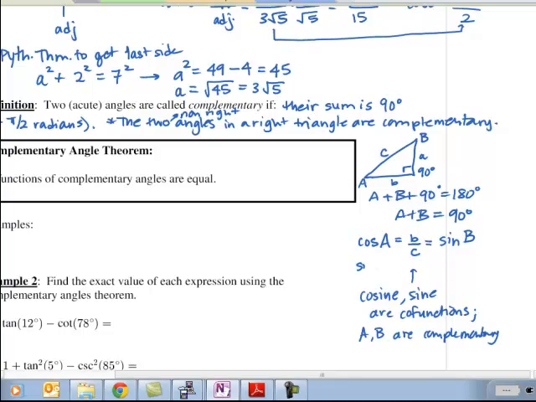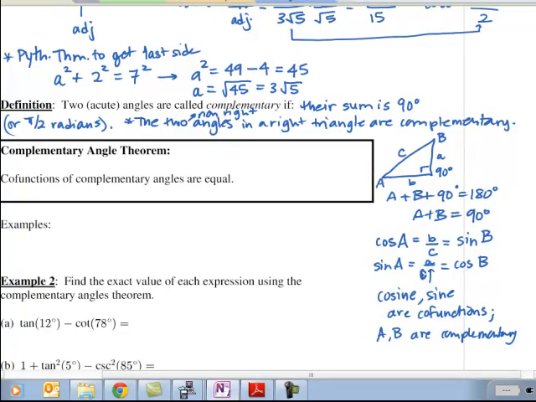So similarly, if I look at sine of A, that would be the opposite from angle A. So side little a divided by the hypotenuse. And from angle B's perspective, we'd say, wait, that's just the cosine of angle B. So complementary angles, A and B, and cofunctions, sine and cosine, they should give us the same thing.